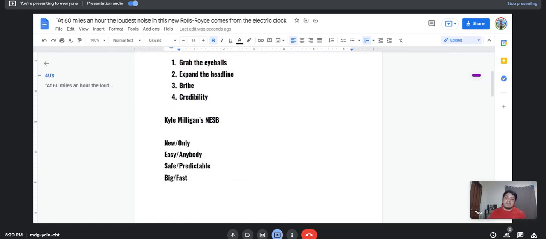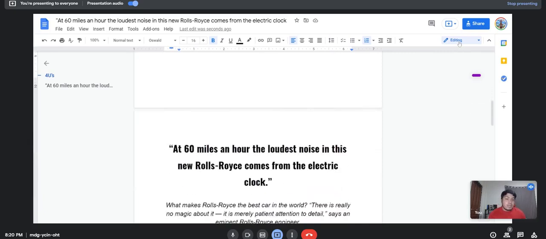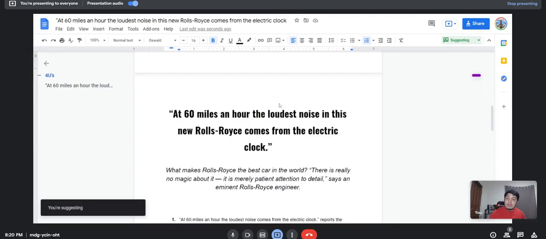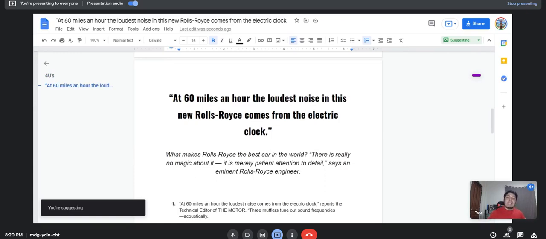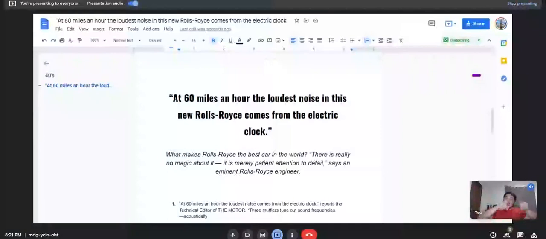Okay, so let's go. I'm going to change this to suggesting. All right, so this is the headline. What I did, you notice on the ad itself, it was more of a newspaper, so my image, then there's the whole copy. Right now, when we're looking at sales letters and copy online, it doesn't work that way anymore. Usually when you're reading, it just goes down and down and down until you finish the whole thing and you take an action.